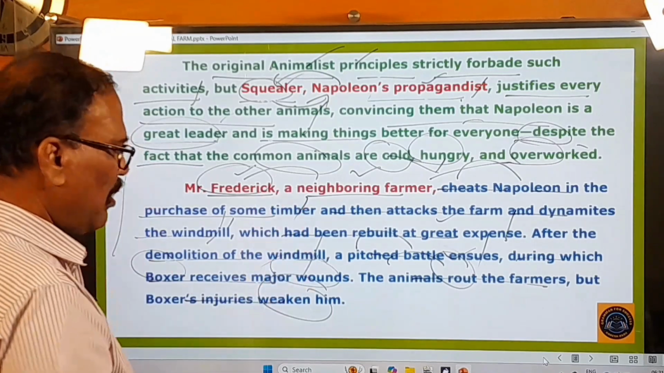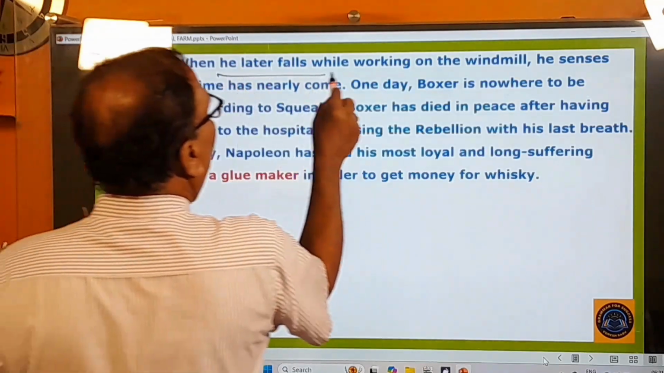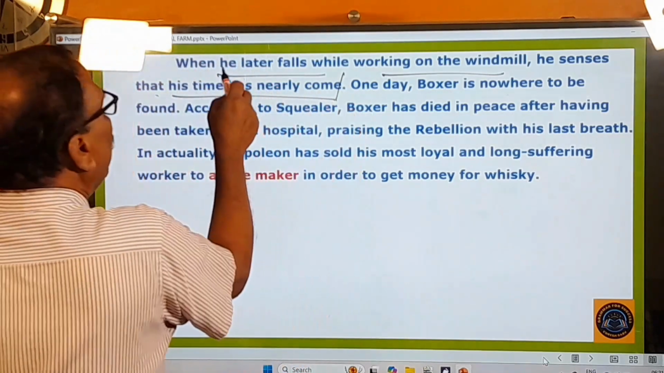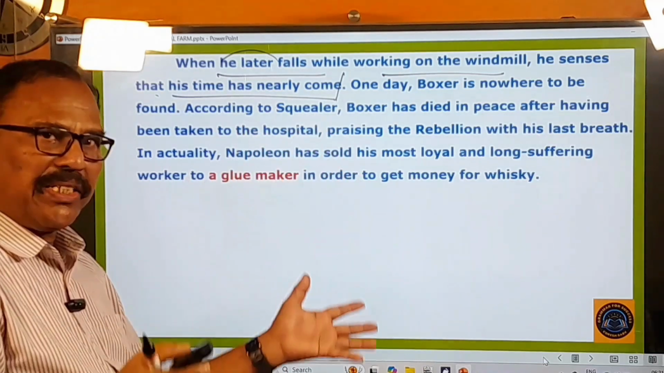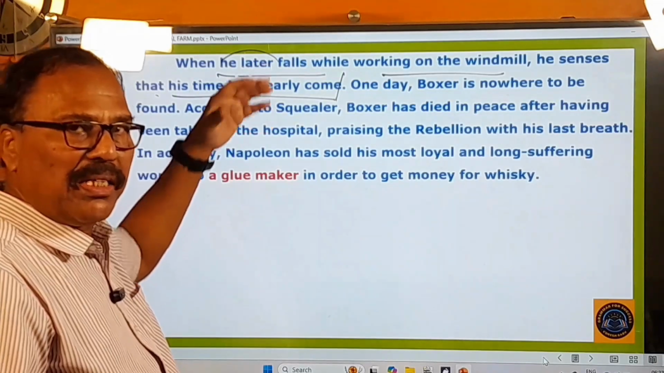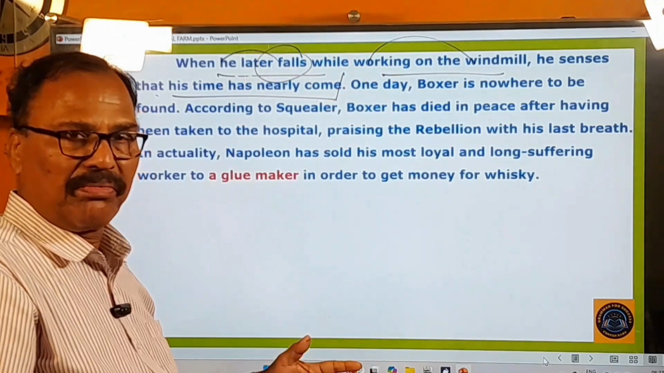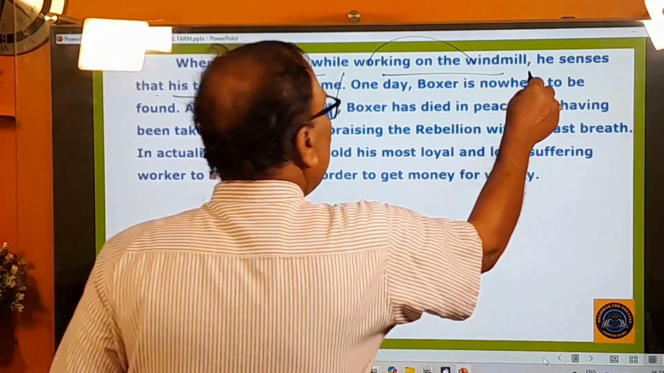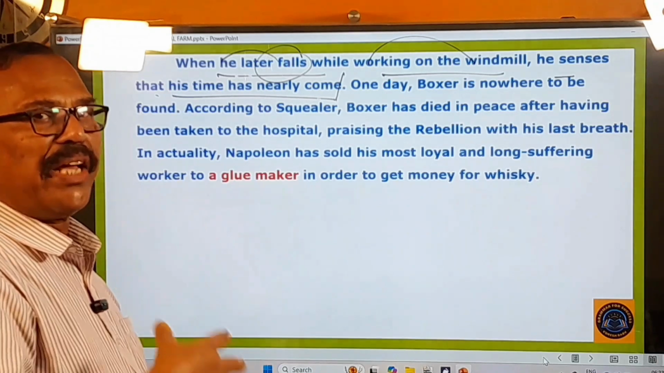So all these things you have learnt in this paragraph, and let's now move on to other paragraphs of the story. When he later falls while working on the windmill, he senses that his time has nearly come. So this Boxer, in the fight between the animals and the neighboring farmers, receives serious injuries, and after that, while working on the windmill, he falls down. He receives more injuries. Already he was injured and he receives more injuries. What is that? He senses that his time has nearly come. He has understood that he is going to die sooner or later.